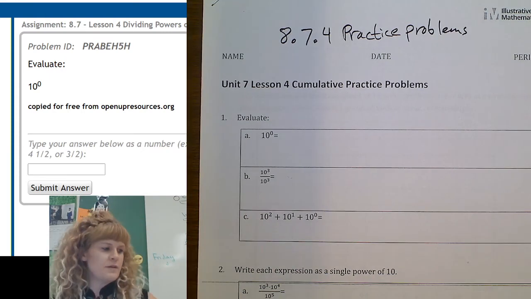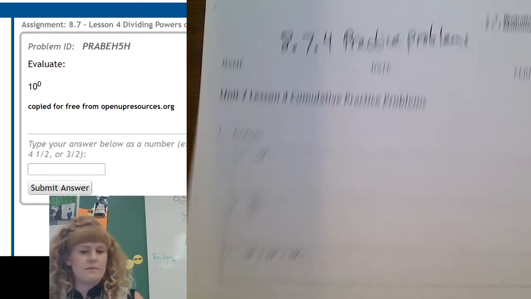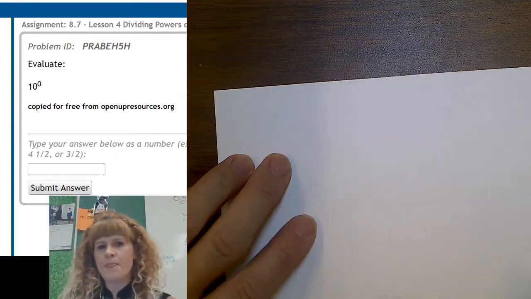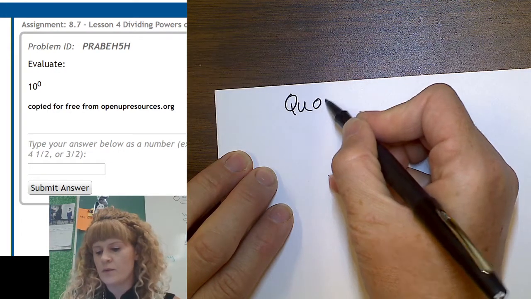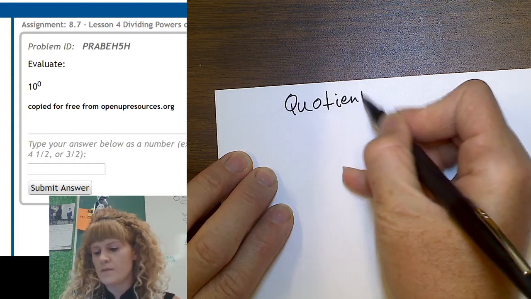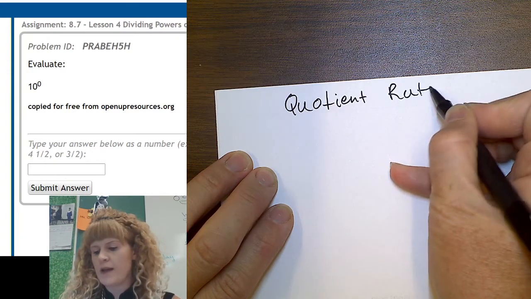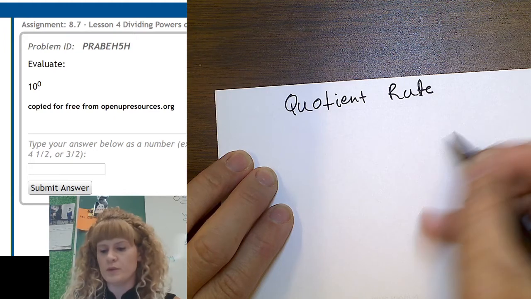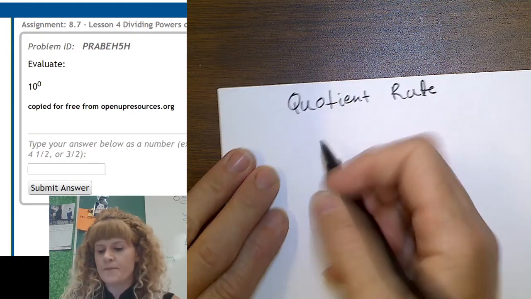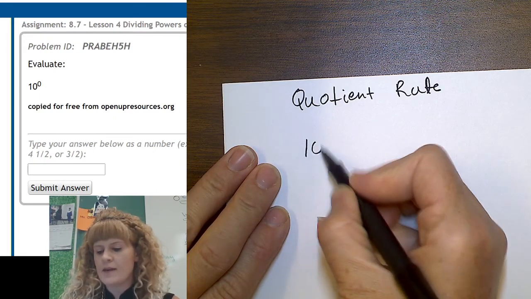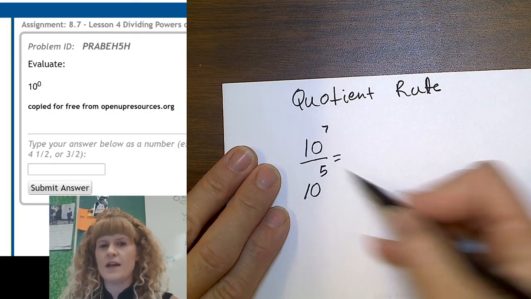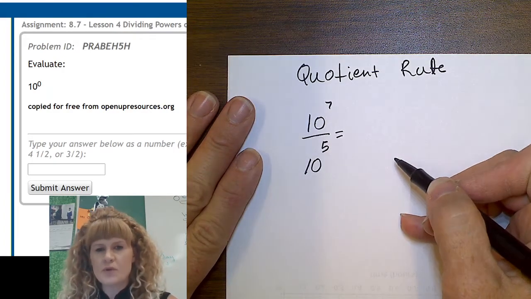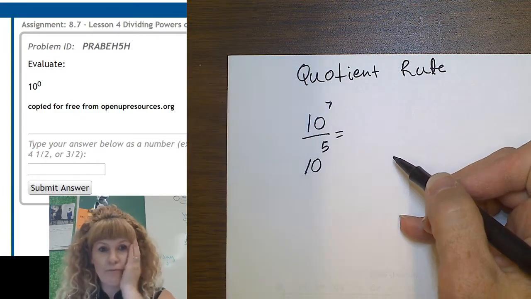And before you can do this assignment, you need to take some notes. There's something you need to know. You need to know the quotient rule. And I'll explain that really quickly. Quotient rule. If you have the same base divided, then you can subtract the exponents.